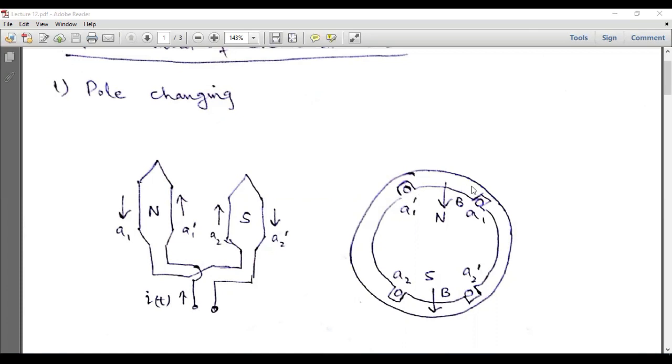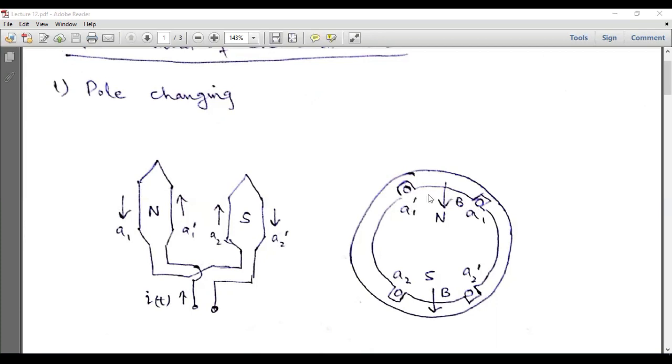Now, if we talk about the cross-sectional view of the stator of the induction motor, we will have such slots in the inner periphery of the stator. So this is the side A1 and this is the side A1 dash. Here the downward direction of current corresponds to the direction of current out of the paper, and the upward direction corresponds to the current flowing into the paper. So A1 corresponds to current flowing out of the paper, and for A1 dash the current will be flowing into the paper.